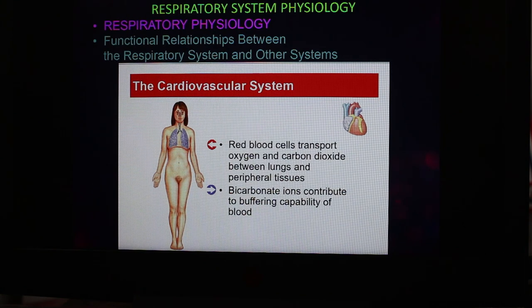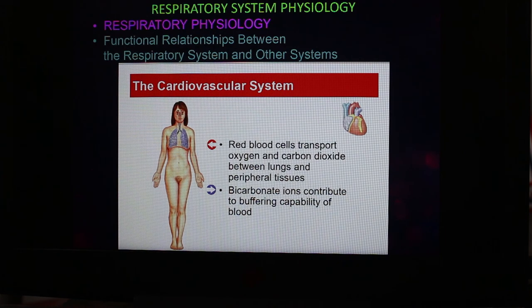The cardiovascular system and its relation to respiration: the red blood cells transport oxygen and carbon dioxide between the lungs and peripheral tissue. So it is the major system that carries the needs of the cells towards the cells. The need of the cells is apparently oxygen here. And it is again the cardiovascular system that carries away the waste product of the cells, mainly carbon dioxide. The bicarbonate ions contribute to the buffering capability of blood.